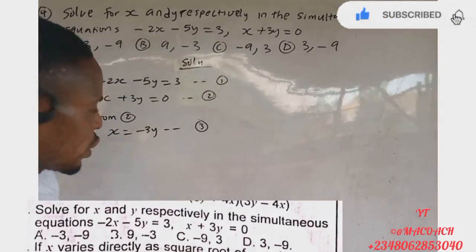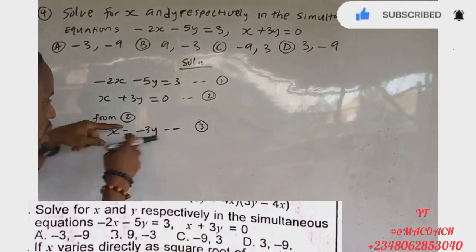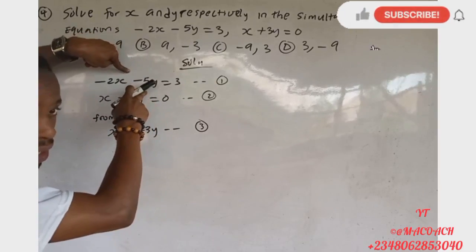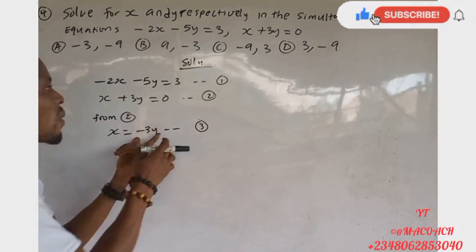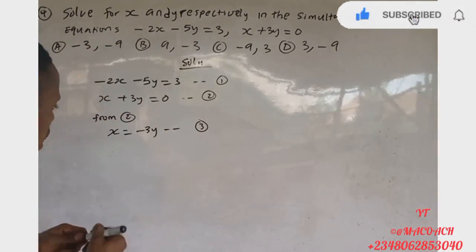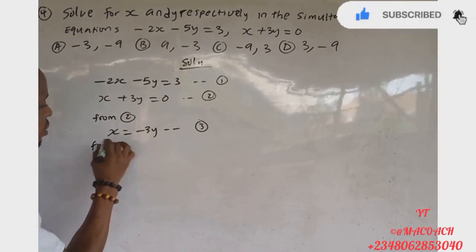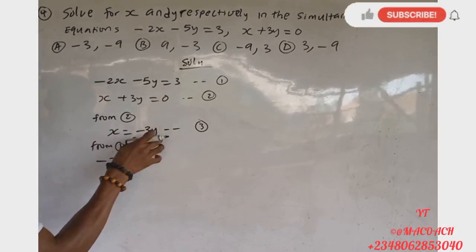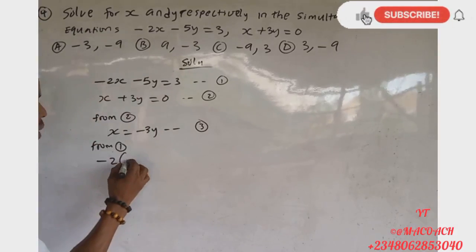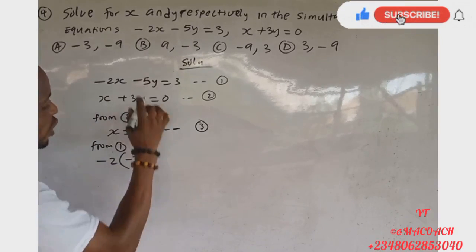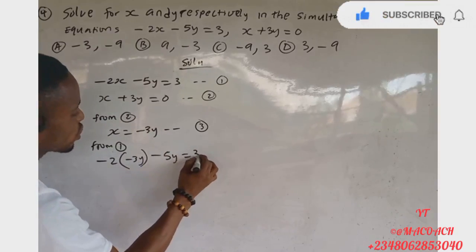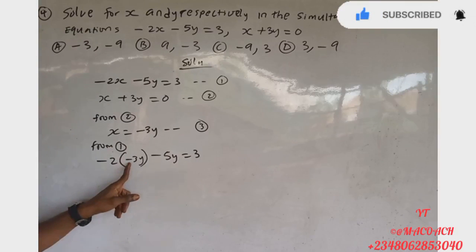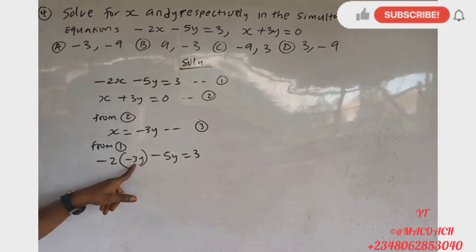So now the next thing to do, you have to substitute this equation 3, s is equal to minus 3y, into our equation 1. Okay, so from equation 1 we have minus 2, because our s is equal to minus 3y. So writing this s, we replace it with minus 3y, close bracket. We have minus 5y equal to 3. So let's open the bracket. We have here minus 2 times minus 3y, minus times minus we have a plus. That is 2 times 3, we have a 6.